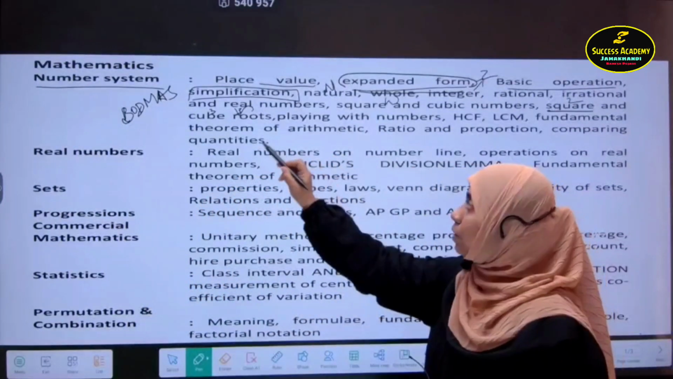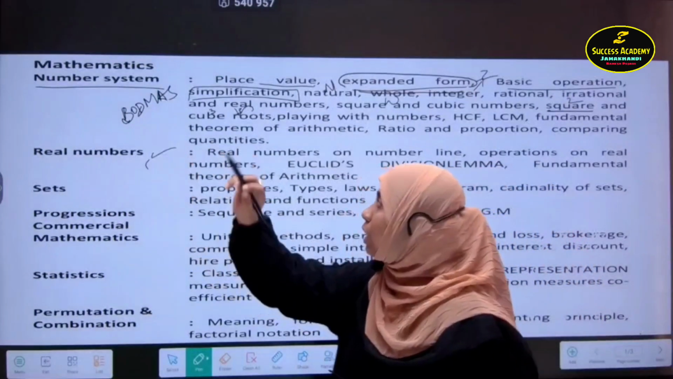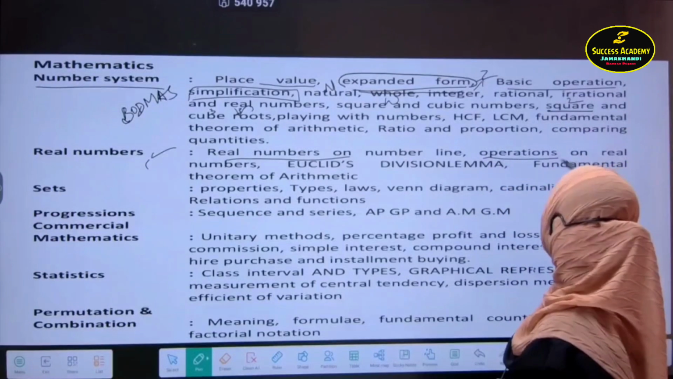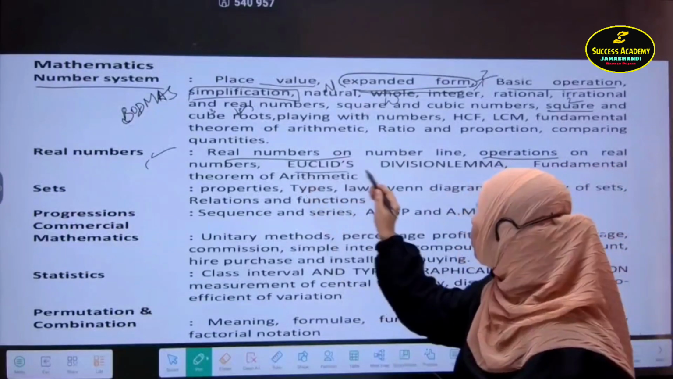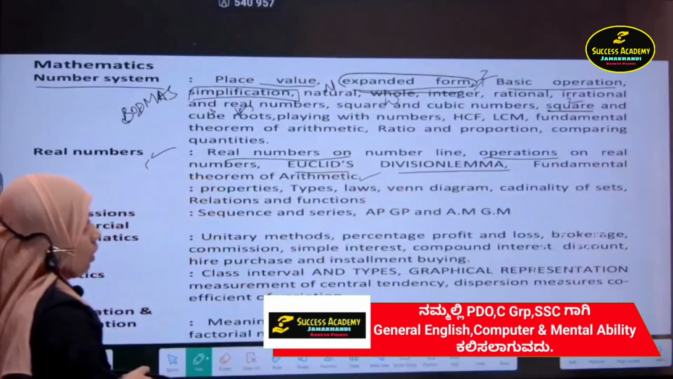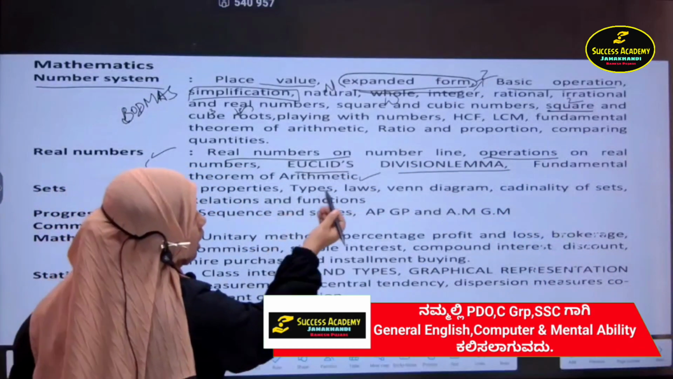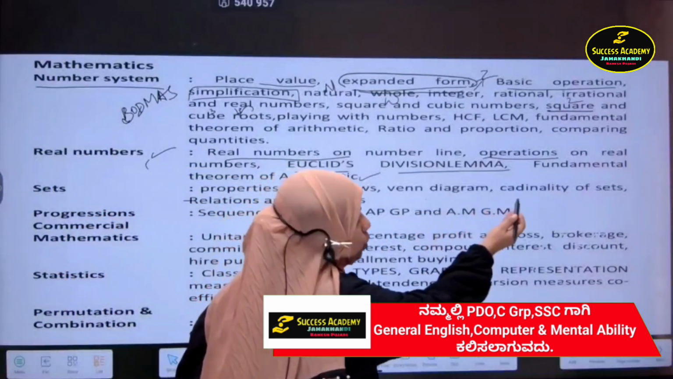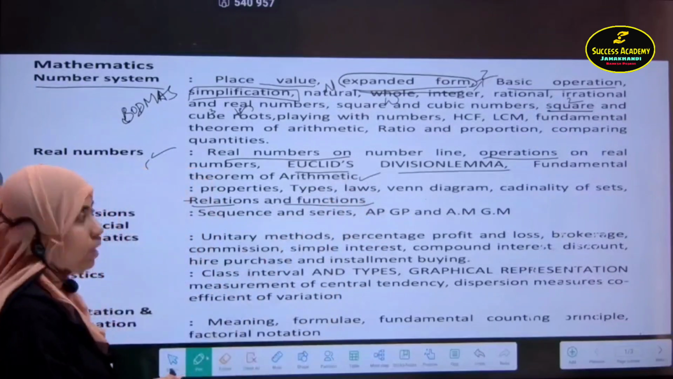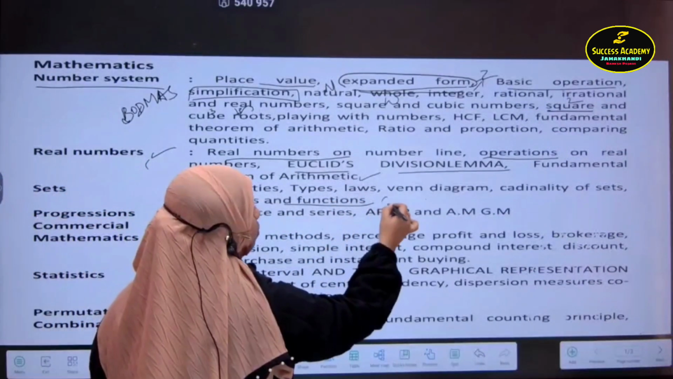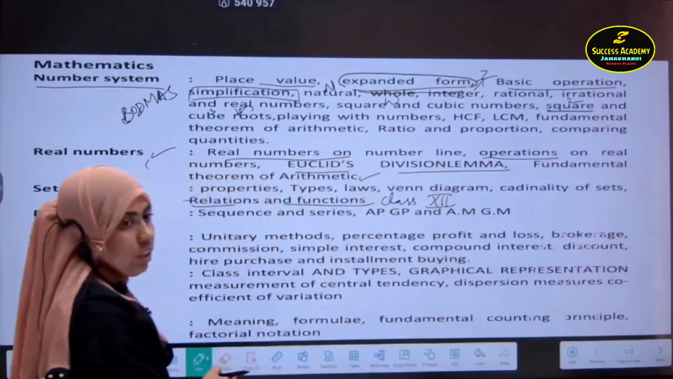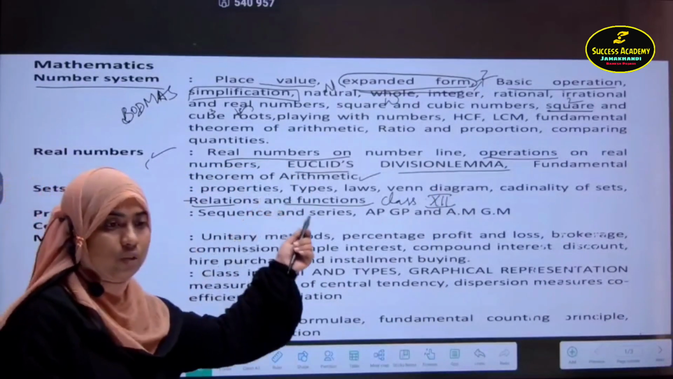Next, the second topic is real numbers. In real numbers, we have operations on real numbers, Euclid's division lemma, fundamental theorem of arithmetic. Next, properties, types, laws, Venn diagrams, cardinality of sets, relations and functions. These relations and functions go up to class 12th. In class 11th as well as class 12th it is mentioned.